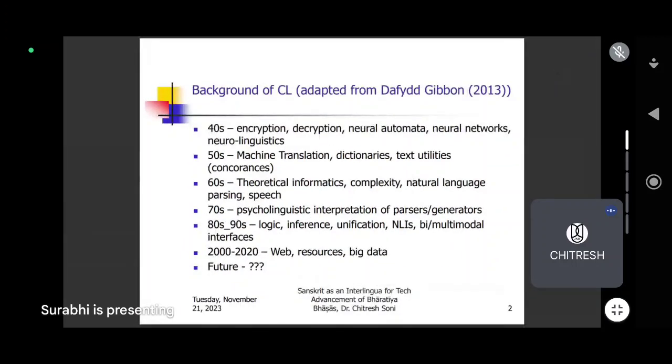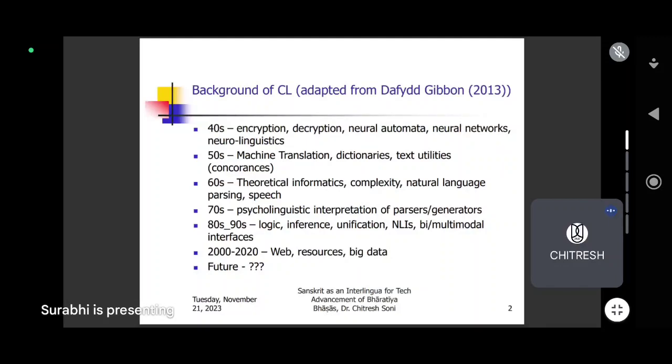Yes, thank you. So, going to the brief background of CL, that is computational linguistics. So it all started. Okay, I will continue. I think there are speakers of both Hindi and English there. So can I switch to both the languages or not? Yes, yes, you can continue.